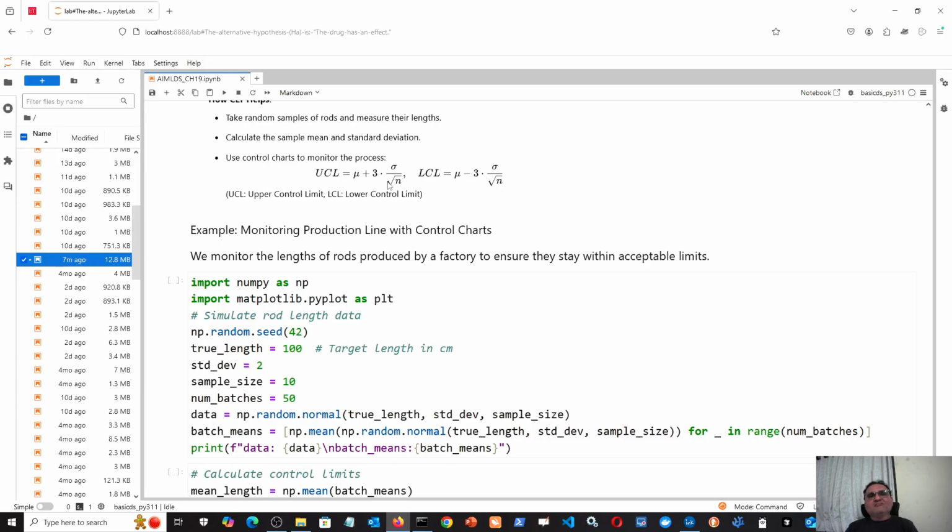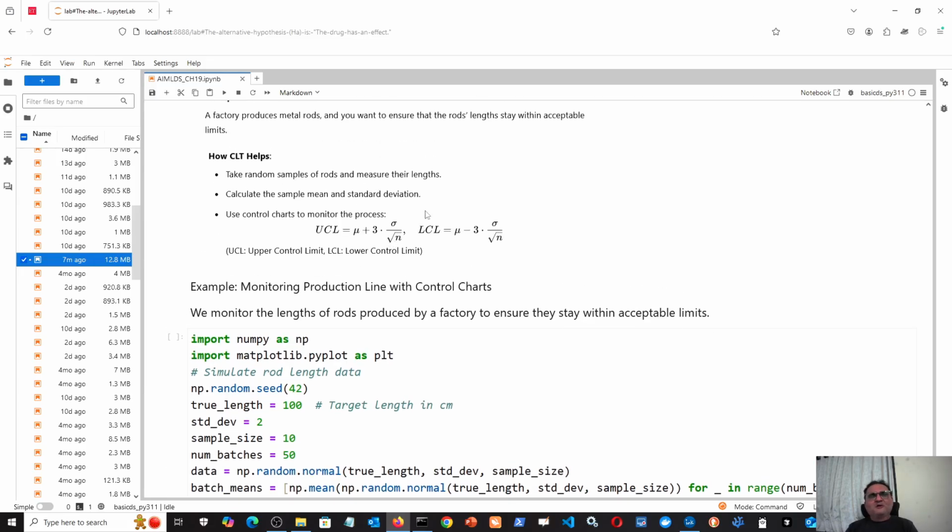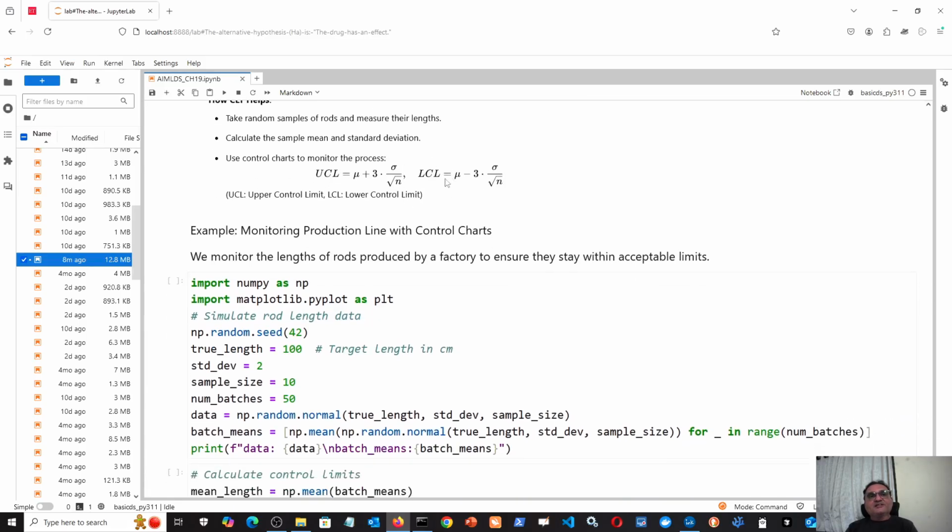So you are allowing a bigger error here, because as I said, you don't want precision manufacturing. A bit here and there is fine. So 3 times sigma divided by root n, and the lower control limit is mu minus 3 times sigma divided by root n, right? So this is the upper control limit, UCL, and similarly this is the lower control limit.